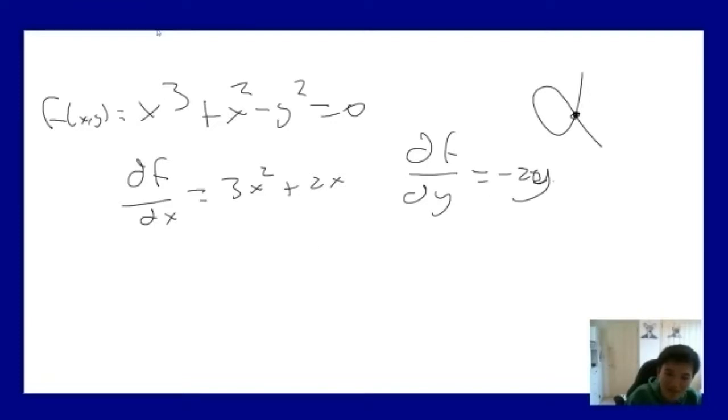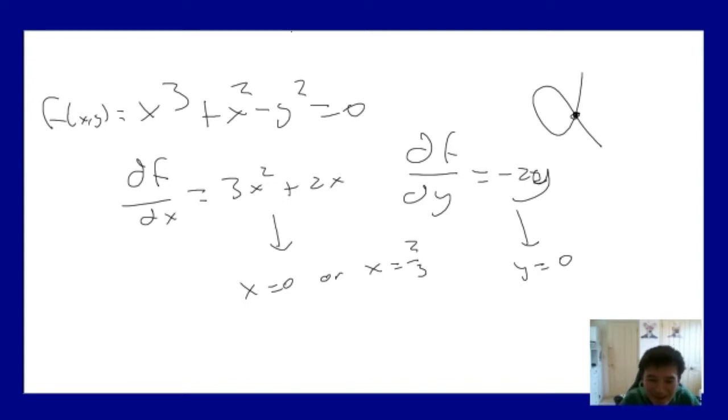and along y, 2y, and then we want these both to vanish, so we will get x equals 0 or x equals 2/3, and this gets y equals 0. (2/3, 0) is not on the graph if you check for yourself, so the only singularity is (0, 0). All other points on the curve are smooth.